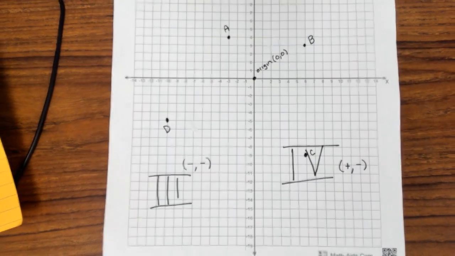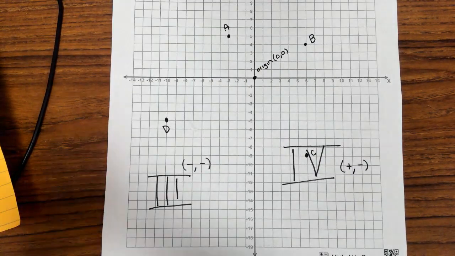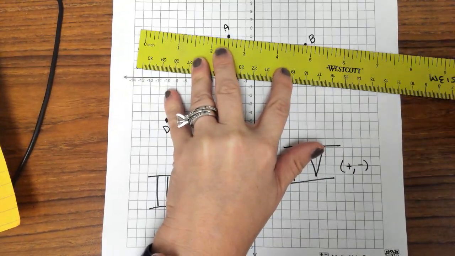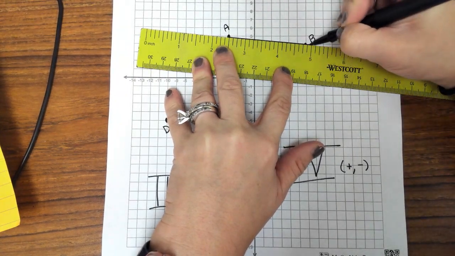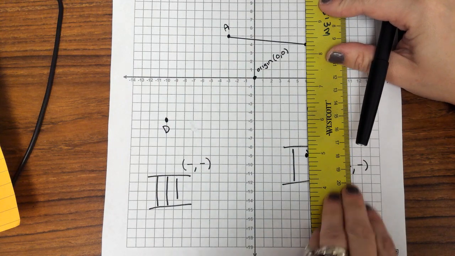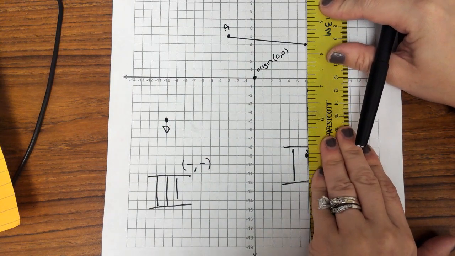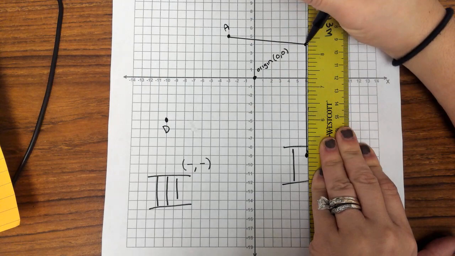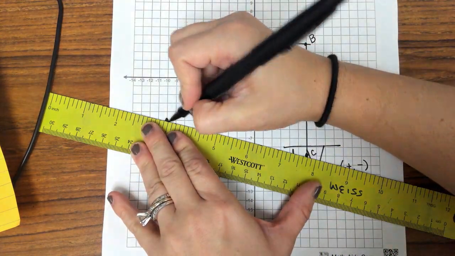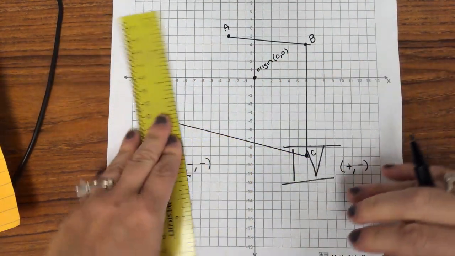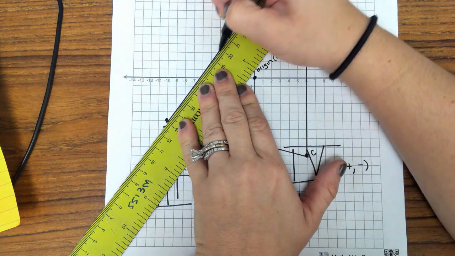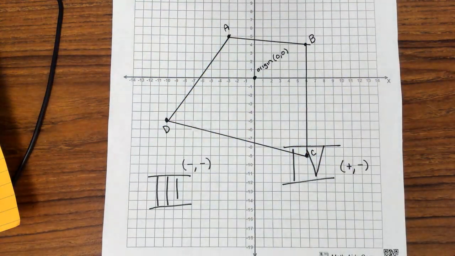I will now connect my points using a ruler. And I have made a 4-sided figure, which is a quadrilateral.